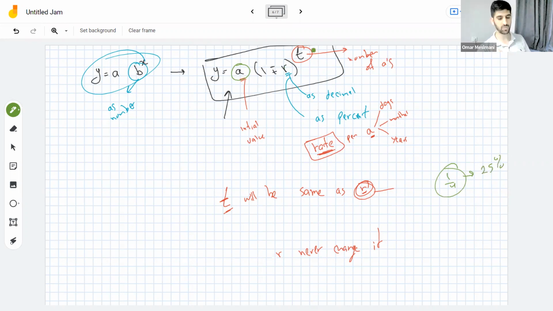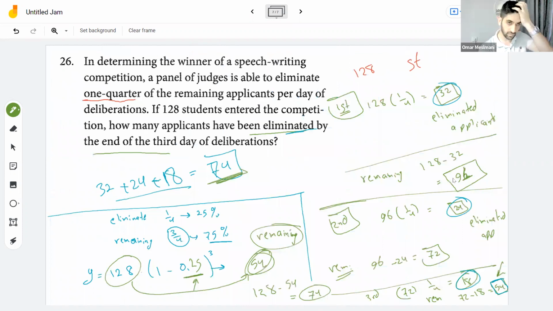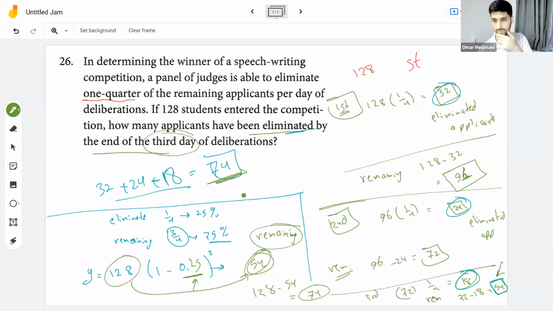And T is how many days. Because the rate here is 25% per day, I told you the rate per day, like 25% every day. And T is the number of days. How many days do we have? 3. It's at the end of the 3rd day. That's why we have a 3. Oh, okay. Thank you.